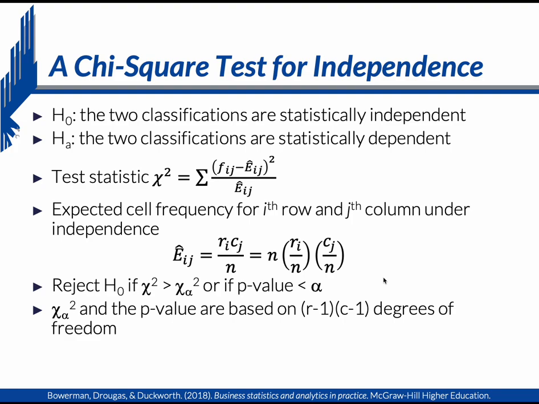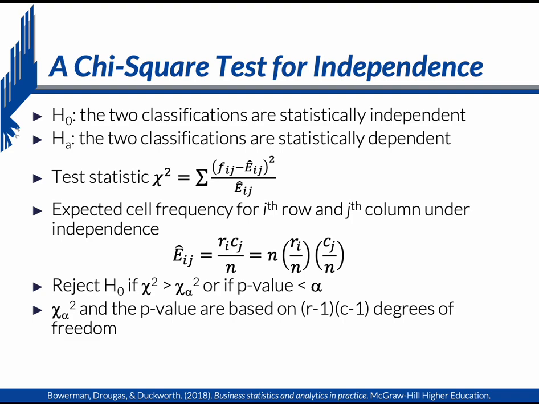Now, the chi-square test for independence uses the following null and alternative hypotheses. The null hypothesis states that the two classifications are statistically independent, and the alternative hypothesis states that the two classifications are statistically dependent, or in other words, that the two factors or the two variables are related or associated to each other.